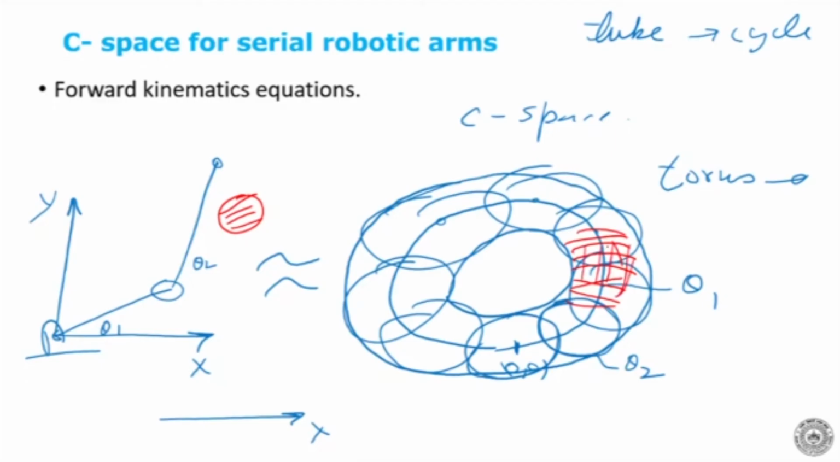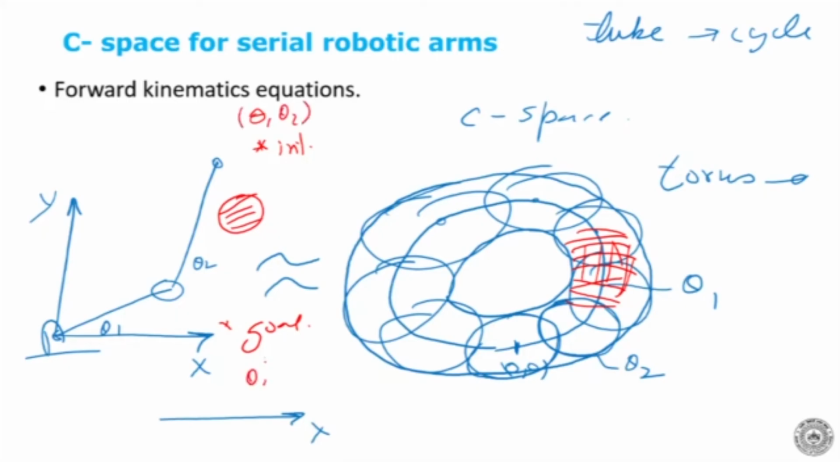That means on the torus. Okay. So when I'm doing my path planning, say I want to go from this point to this point, this is my goal point, then essentially it is similar to saying that I can find from inverse kinematics what is theta 1, theta 2 corresponding to that point, right?